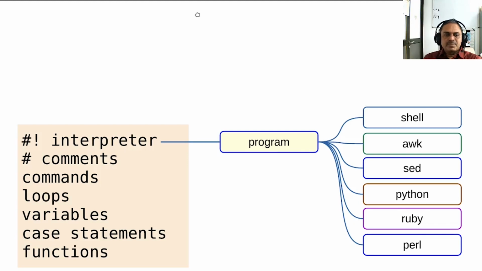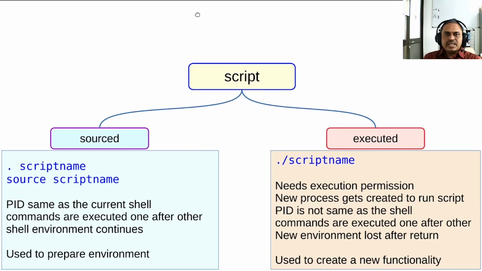The shell scripts would contain commands, which you have learnt already, several commands, and they would also contain typical language constructions such as loops, variables, case statements and functions and so on. Shell scripts are broadly categorized as two types: the ones which are supposed to be sourced and the ones which are supposed to be executed. Needless to say, every script that is supposed to be sourced can also be executed, but the difference lies in the way we invoke it and the effect that it would have.